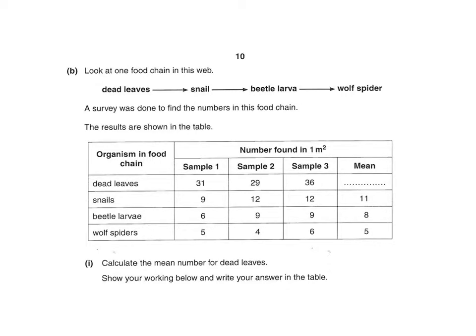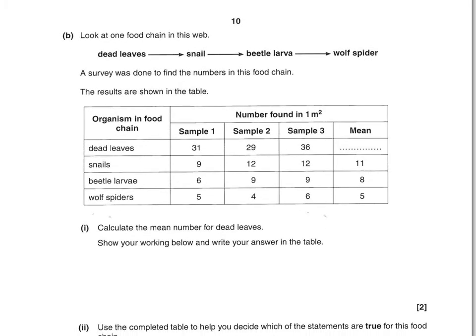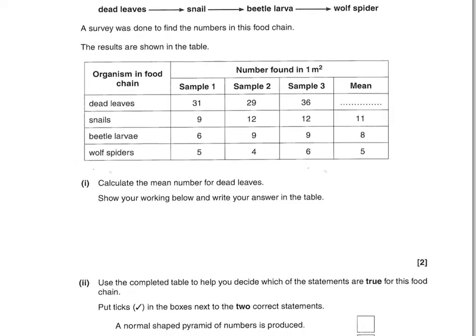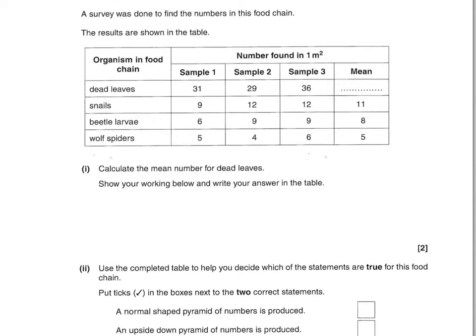Look at one food chain in this web. A survey is done to find the numbers in the food chain. The results are shown in the table. Calculate the mean number for dead leaves. So the mean number is adding up the 3 numbers and dividing by how many there are, so that's 3. So if you add them up, that's 96, and then divide by 3, and that equals 32. So 32 will get you those 2 marks there.